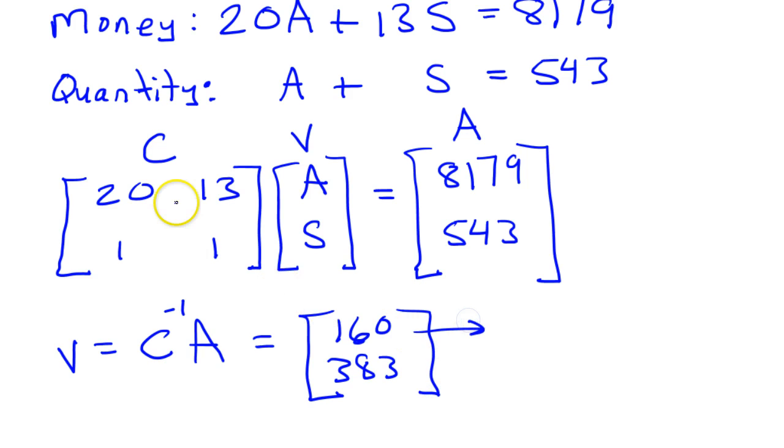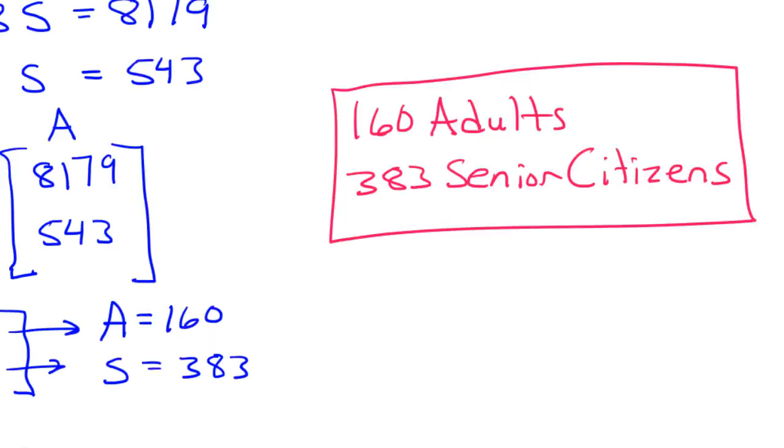That means that the number of adults is equal to 160, and the number of senior citizens is equal to 383. You should always put your final answer back into words when you're doing a word problem like this.